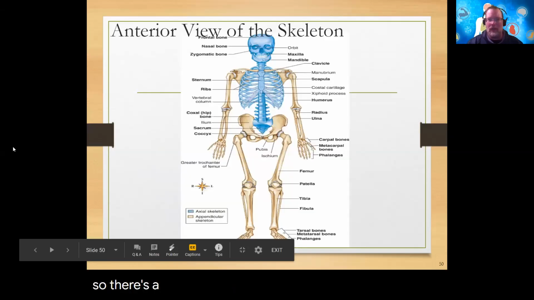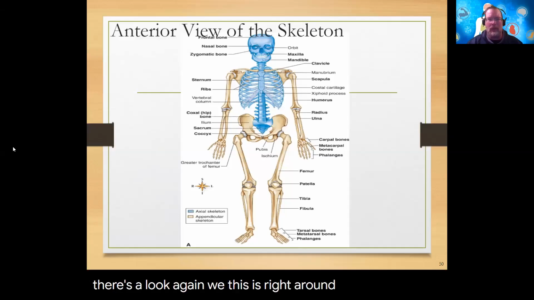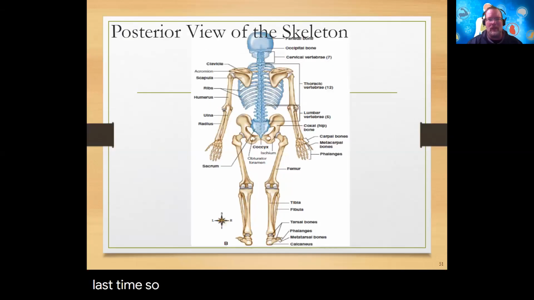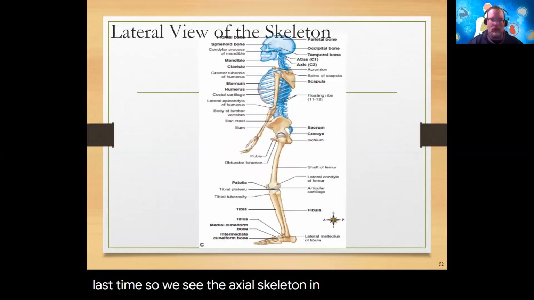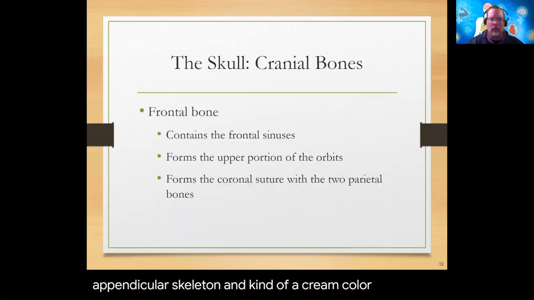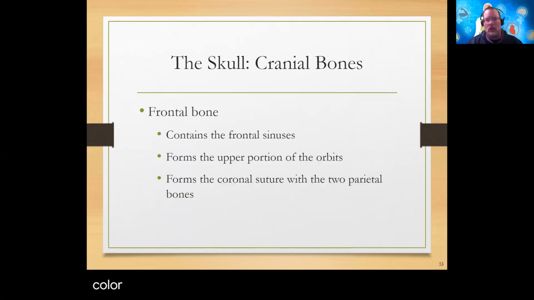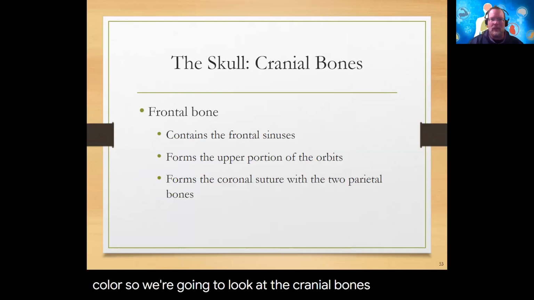And so there's a look again. This is right around where we left off last time. So we see the axial skeleton in blue and the appendicular skeleton in kind of a cream color or a white color. Okay, so we're going to look at the cranial bones of the skull. First off, we have the frontal bone, also known as the forehead. We do find sinuses in the frontal bone as well.